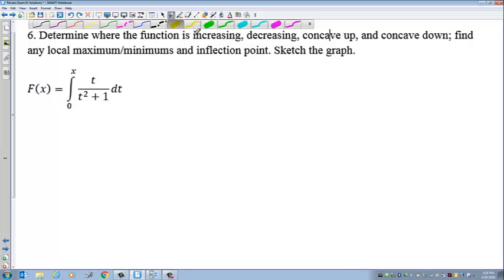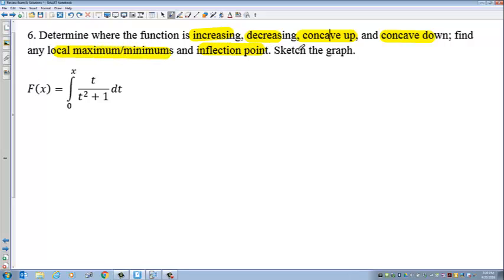We want to determine where the function is increasing, decreasing, concave up, concave down. And I'm going to find any local maximums and minimums, inflection points, and then finally sketch the graph. So here's our new function, and this is a very interesting function because you make it by using the integral, and so we want to use basically the second fundamental theorem of calculus to work with this.